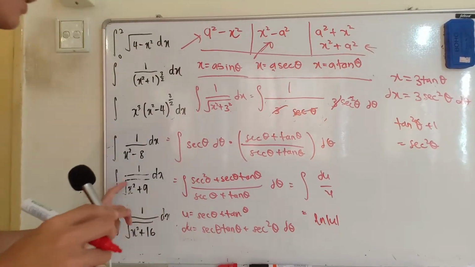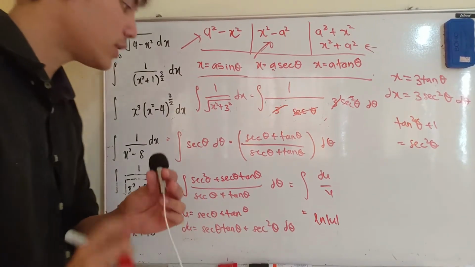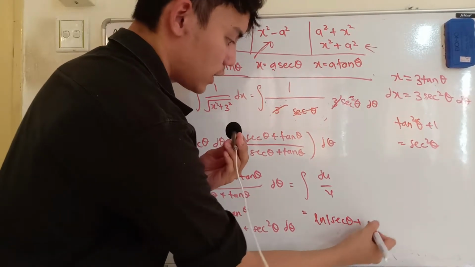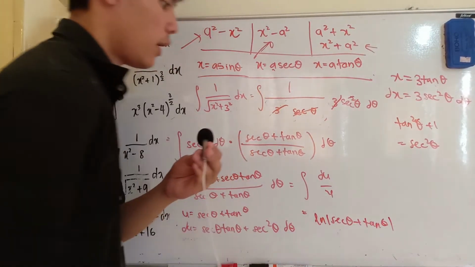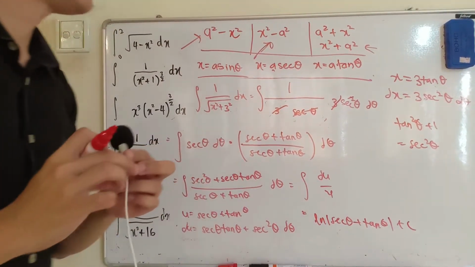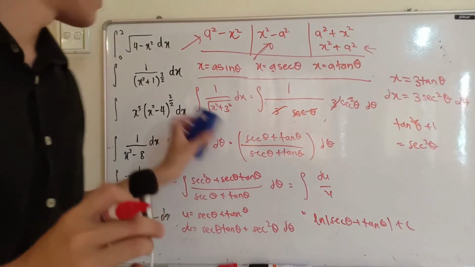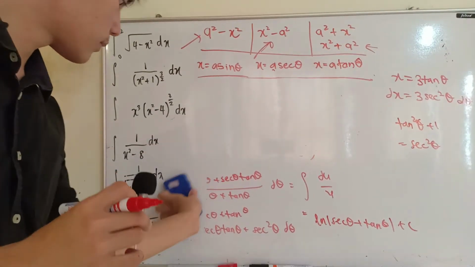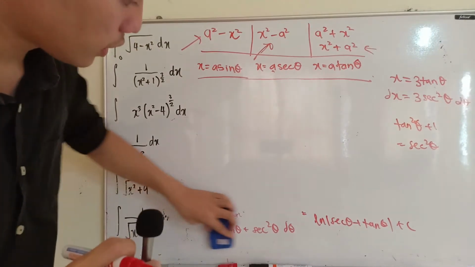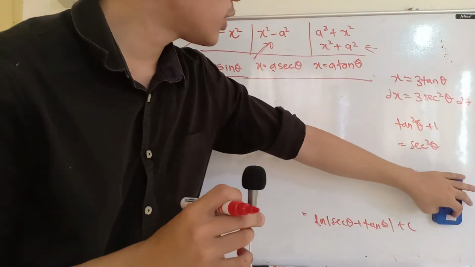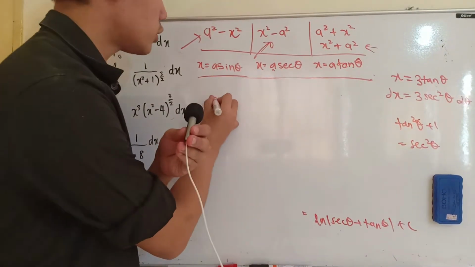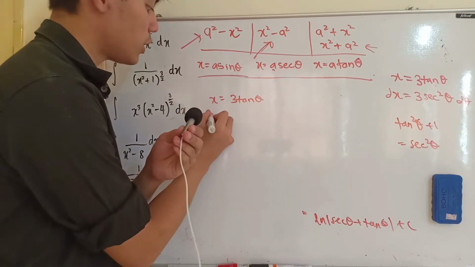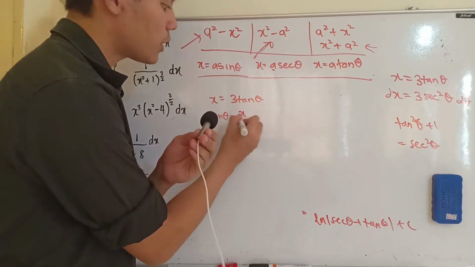Okay, now I don't want it in the form of u, I want it in the form of s. So you're going to sub your u back, which is u equals secant theta plus tangent theta, plus c. Okay, as you can see over here, we have s equals 3 tangent theta. I just shift that 3 to the other side, so we have tangent equals s over 3.